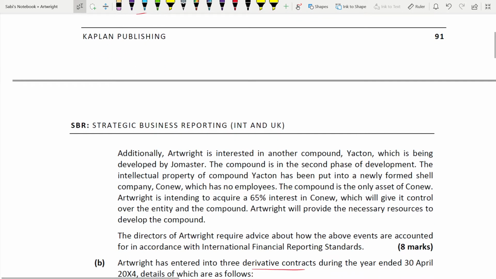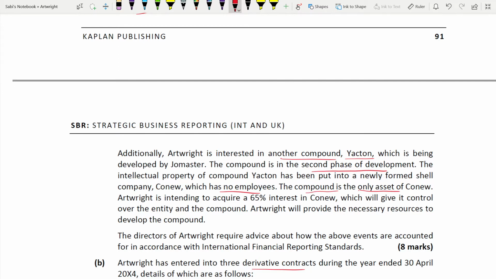Additionally, Artwright is interested in another component, that is Yakton. Yakton is another component which is being developed by Geomaster. The compound is in the second phase of development. The intellectual property of compound Yakton has been put into a newly formed shell company, Conio, which has no employees. The compound is the only asset of Conio.